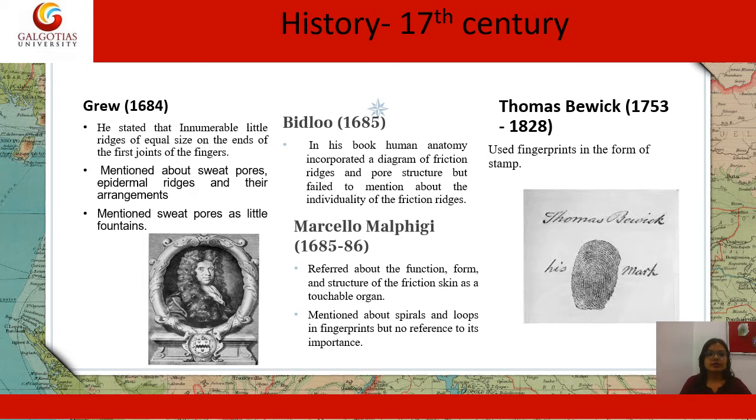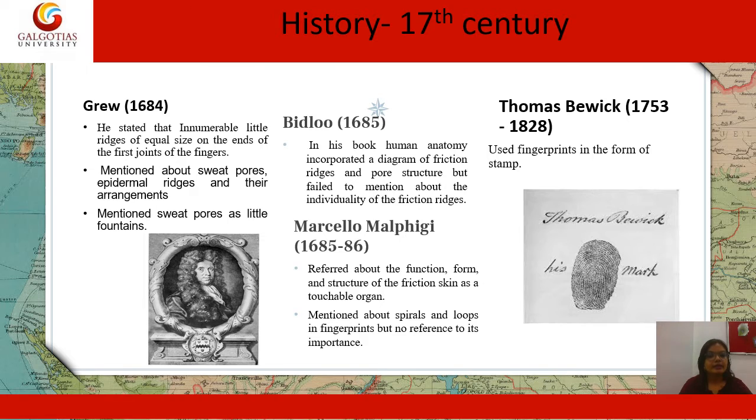In the 17th century, a scientist named Wu stated that there are innumerable little ridges of equal size at the ends of the first joints of the fingers. He also mentioned the sweat pores, epidermal ridges and their arrangements, and described the sweat pores present on the hand as little fountains. Then another scientist named Whitlow wrote a book on human anatomy, and in it he incorporated a diagram of friction ridges and pore structure, but he also failed to mention the individuality of the friction ridges.